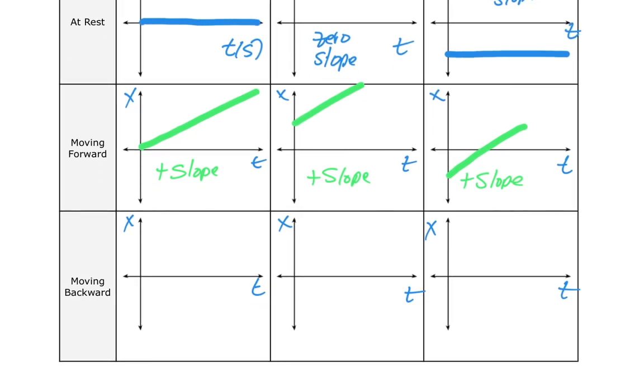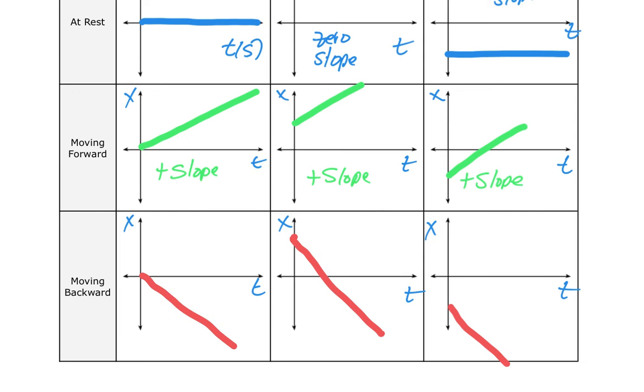All right, let's take a look at what it means to be moving backwards. So if we're moving backwards, we're still moving at a constant velocity. We're just going in the opposite direction. So now it's going to look a little bit different, still constant velocity, still a straight line, just going down. If we are starting ahead, we would be starting from up here. And if we're starting from behind, we would be starting from down there.